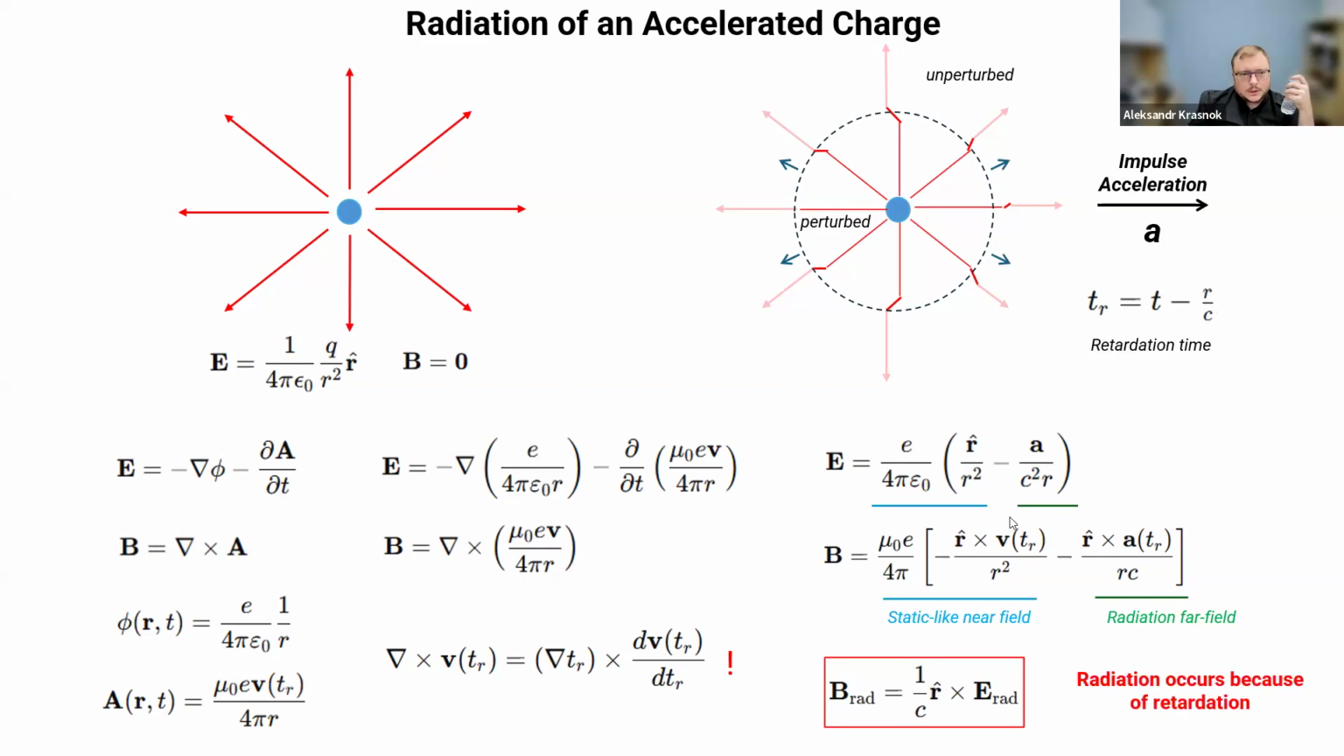And then probably the main conclusion from this slide is the fact that radiation as an effect occurs just because of the retardation. Okay, so without retardation, we wouldn't have radiation. This is a very important point to recognize. Any radiation happens because of the retardation, simply because of the fact that the speed of light is finite.